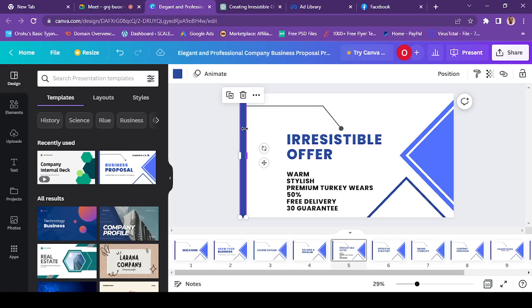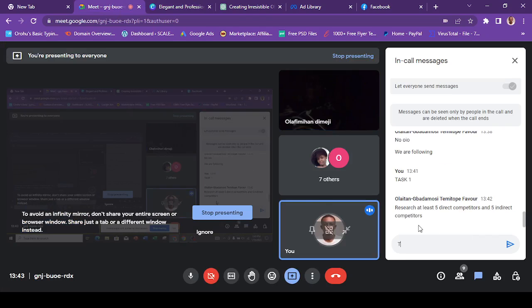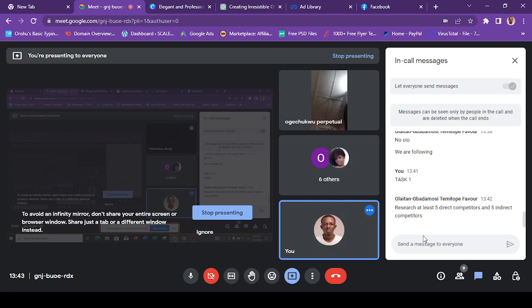Yes, sir. Okay, remember we don't have a group. Everything is to my inbox. So you must do it and send it to my inbox. When are we submitting, sir? Research at least 5 direct competitors and 5 indirect competitors. Thank you, ma, for retyping it. You can submit it from now till tomorrow evening. Is that okay? Yes, sir.